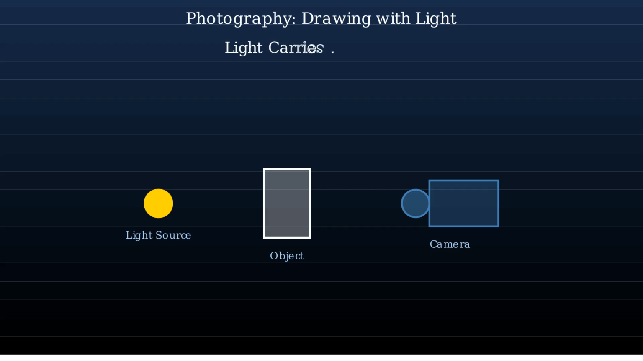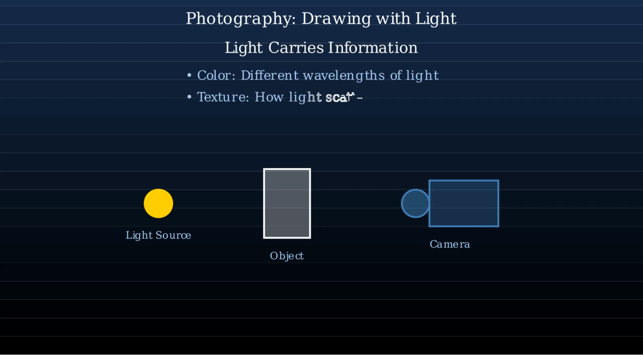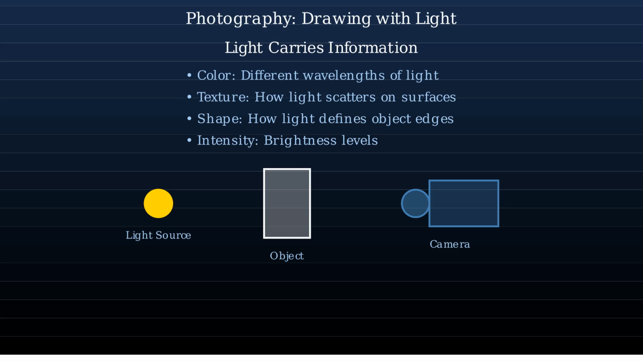The light reflected from an object carries important visual information. This includes the object's color, which comes from different wavelengths of light. It also reveals texture by how the light scatters on surfaces. The shape is defined by how light creates edges and shadows. And finally, intensity shows us the brightness levels.